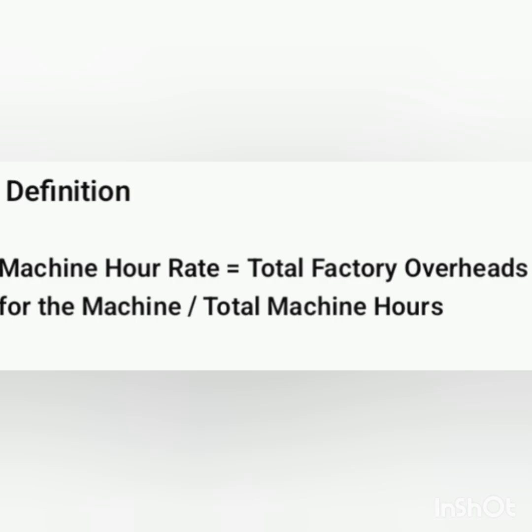Here we are actually calculating the machine hours, meaning how much the machine worked, for how many hours we utilized it. And we are again calculating the cost for that 1 hour. So the machine hour rate equals total factory overheads for the machine divided by total machine hours. That is the formula to calculate the machine hour rate.